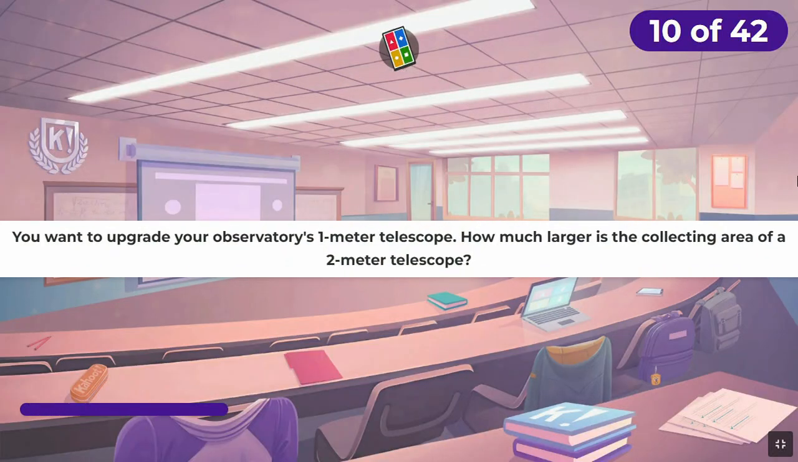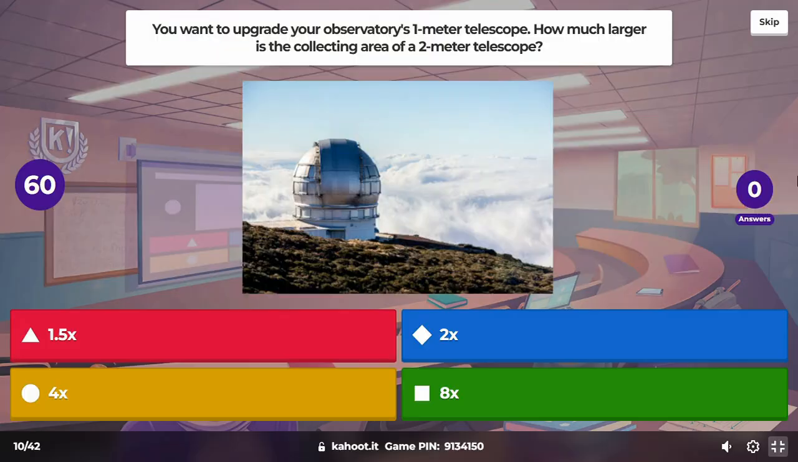Okay, so let's say you wanted to upgrade your observatory's 1-meter telescope. How much larger is the collecting area for a 2-meter telescope?